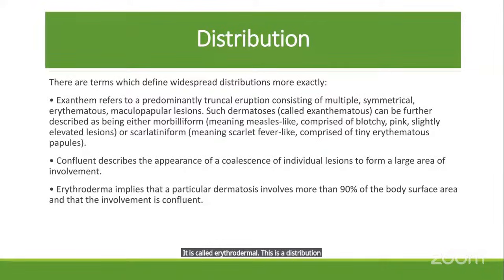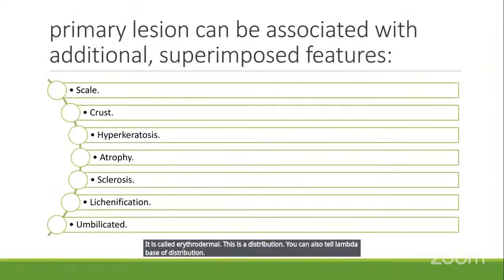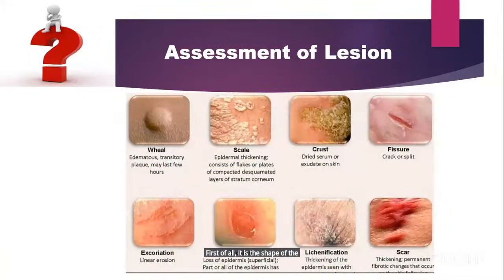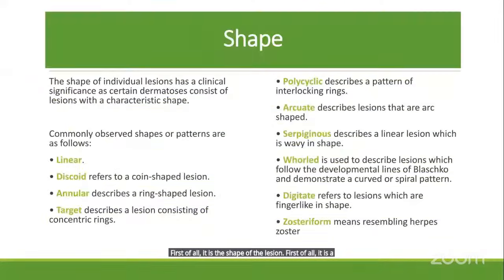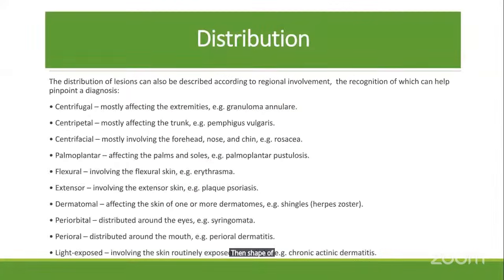This is the distribution. You can also tell on the basis of distribution. First of all, it is the type of lesion, then shape of lesion, then distribution of lesion. Are you getting it or not? And also, according to region, you can tell.